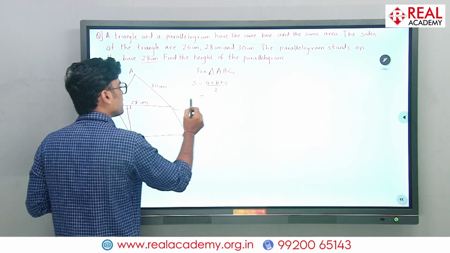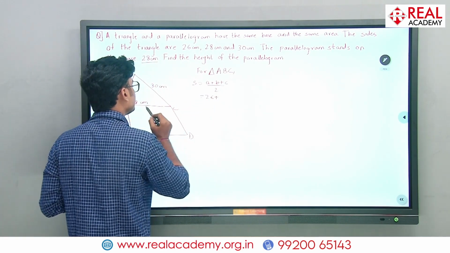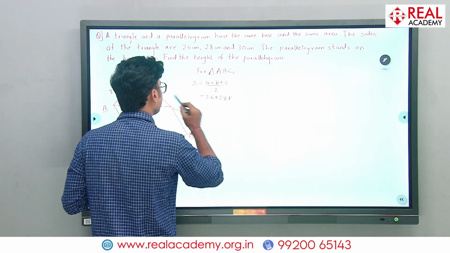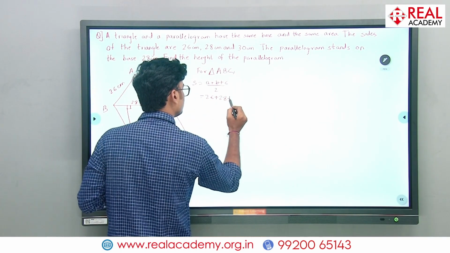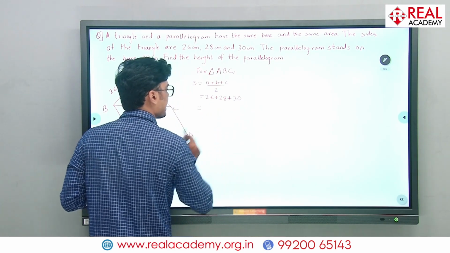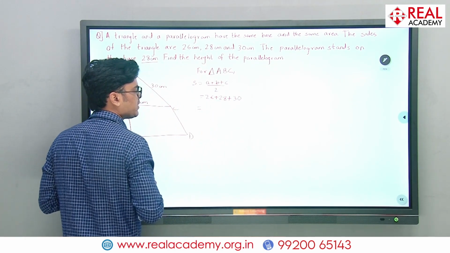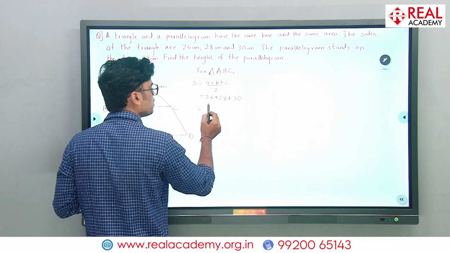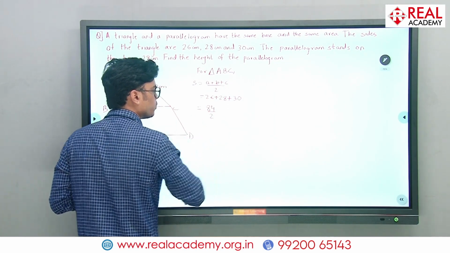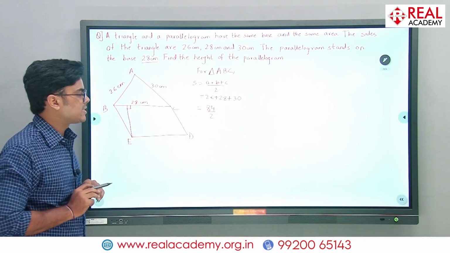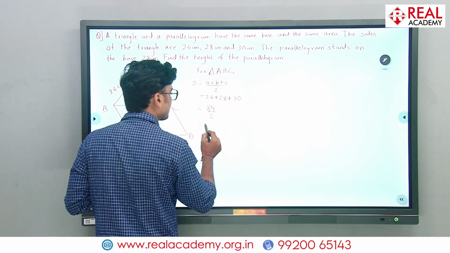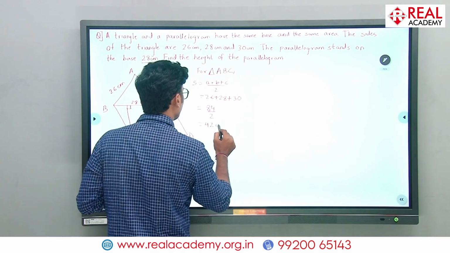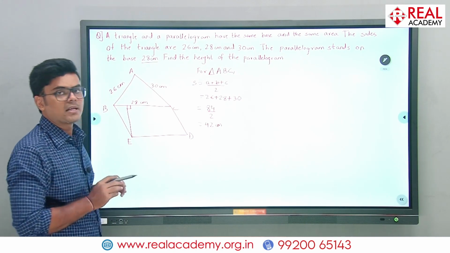A is 26, B is 28, C is 30. Let's add them. 58 plus 26 is 84, divided by 2. We are getting 42 centimeter as the semi-perimeter.